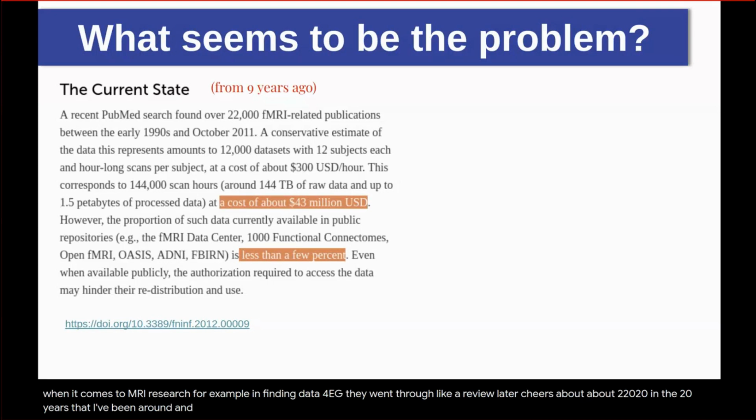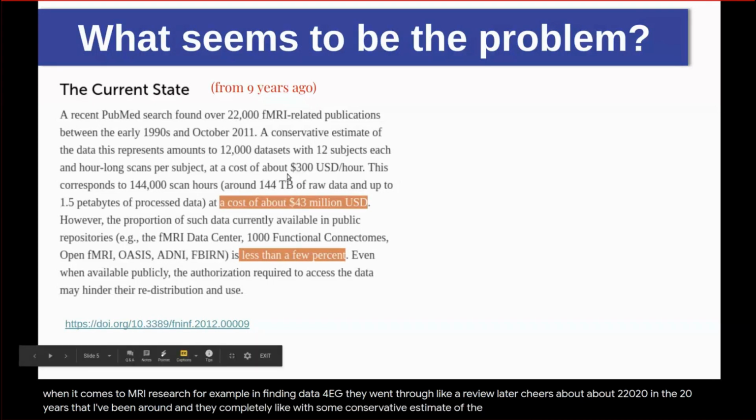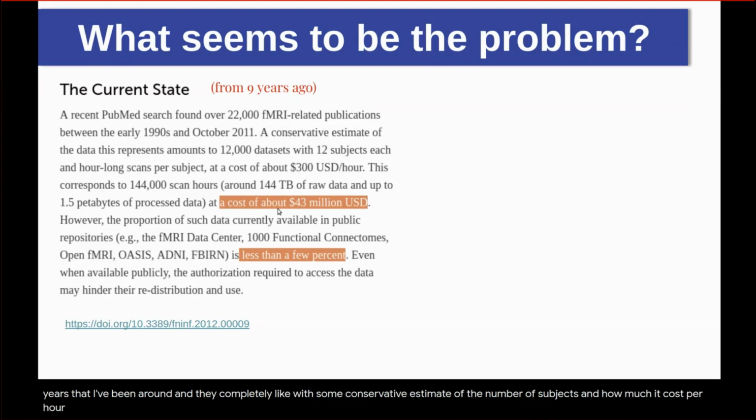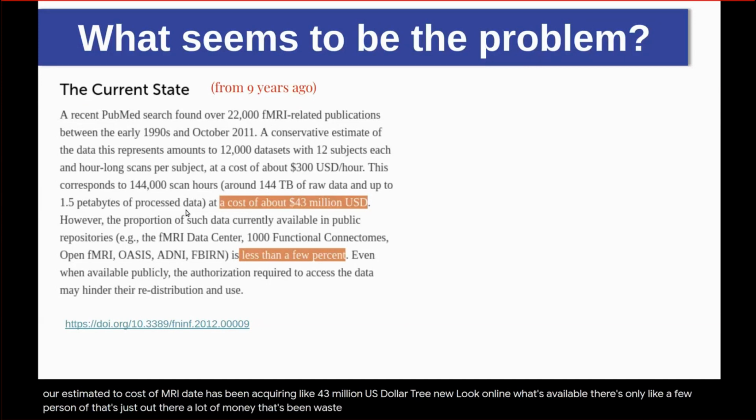And they computed, with some conservative estimate of the number of subjects and how much it costs per hour, that the total cost of MRI data that has been acquired is around 43 million US dollars, right? But when you look online at what's actually available, there's less than a few percent of that out there, right? So there's clearly a lot of money that's being wasted by not sharing data.